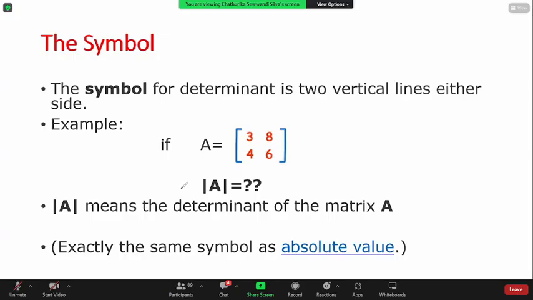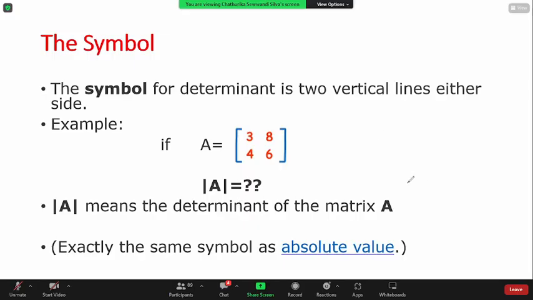So therefore you should identify the correct context, because if this is a matrix and you have a symbol like this, definitely it is considered so. Here you are asking about the determinant.